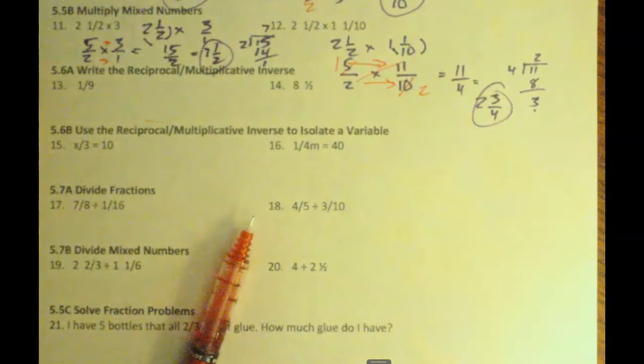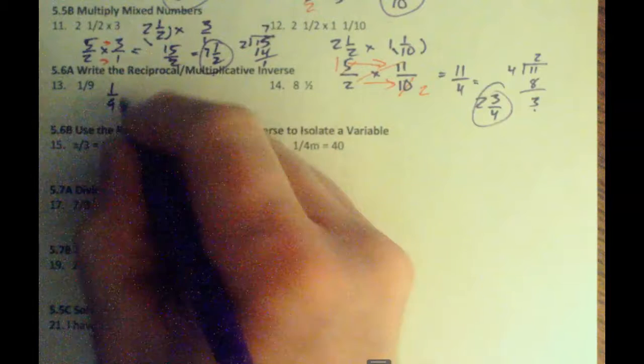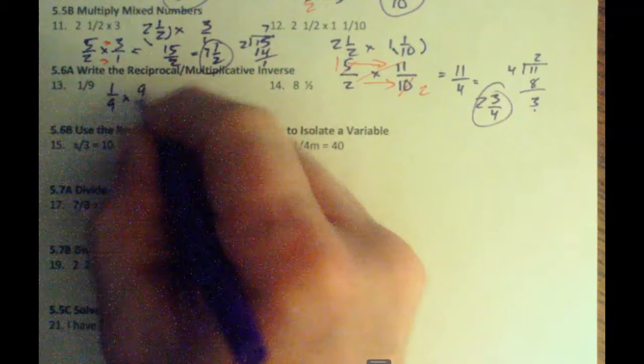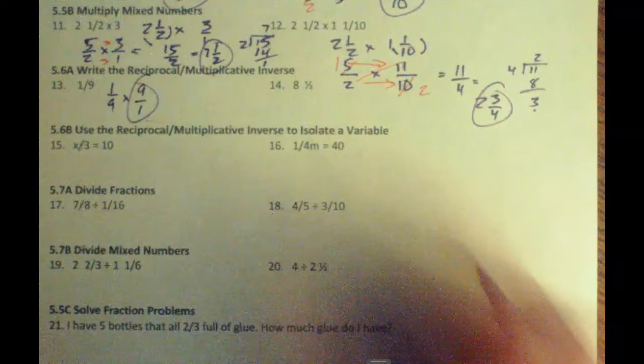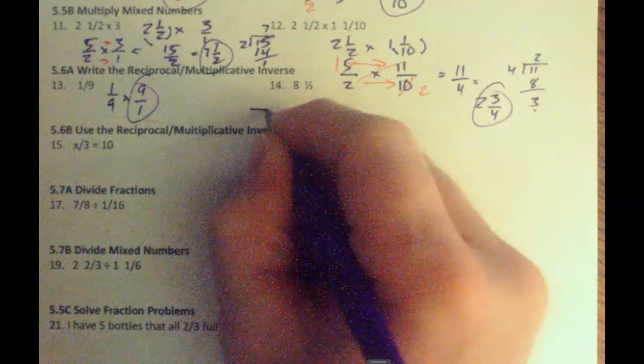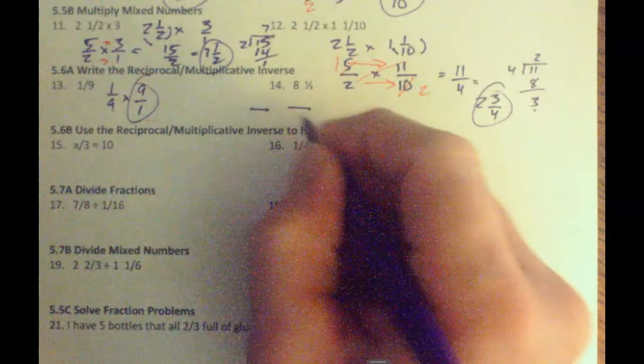Okay, we just need to write the reciprocal of these numbers, so let's think about it as 1/9. What would you have to multiply 1/9 by to get it to be 1? Well, you just flip it to 9 over 1. Same thing with 8 1/2, but this one's a little tricky. You have to make it first into an improper fraction.